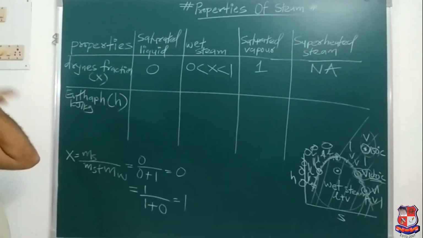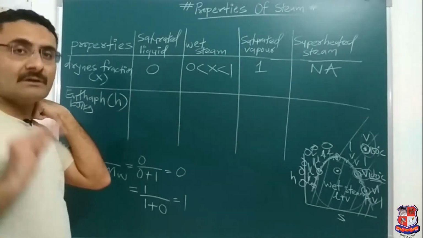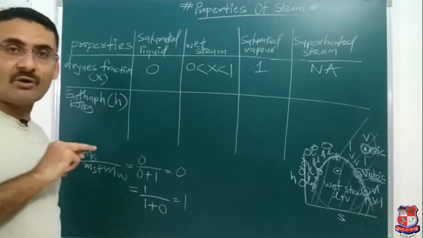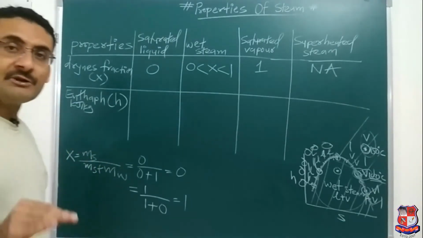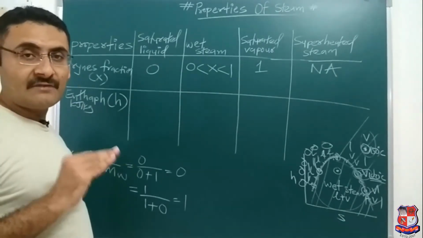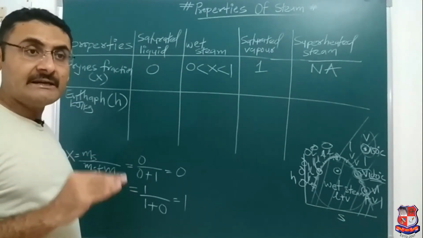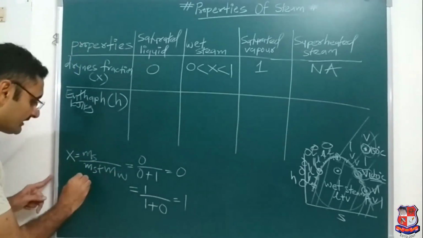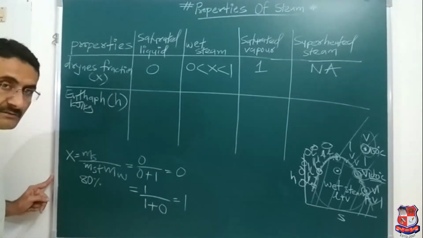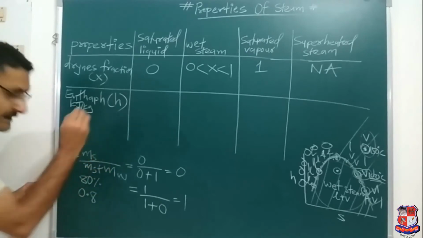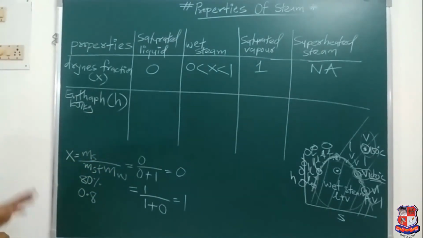So in the numerical you should not take the value of 70%, you should take the value of 0.7. In each and every numerical you have to take the value of dryness fraction in decimal. For example, if an 80% dryness fraction value is given, you should use 0.8 for the correct answer.